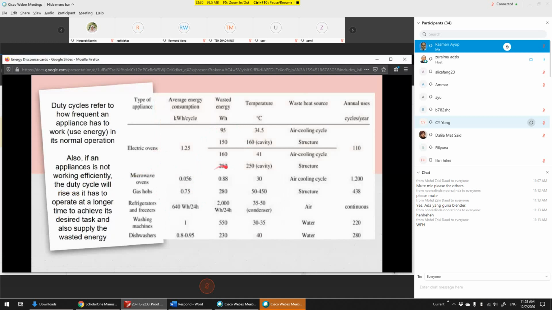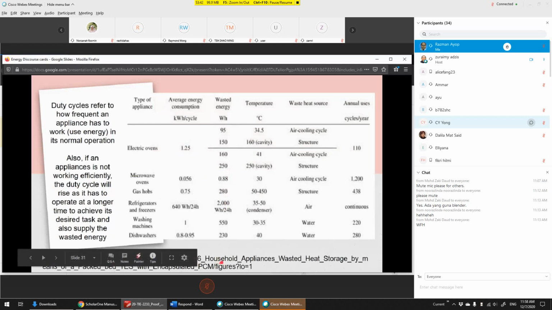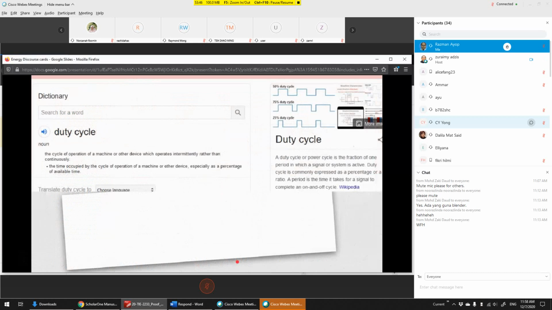You compare to gas, and you can see that electrical ovens, compared to gas hobs, are much more efficient. All right. Maybe you can spend some more time to look at these slides, which I got from ResearchGate, somebody's research. So here comes the duty cycle.